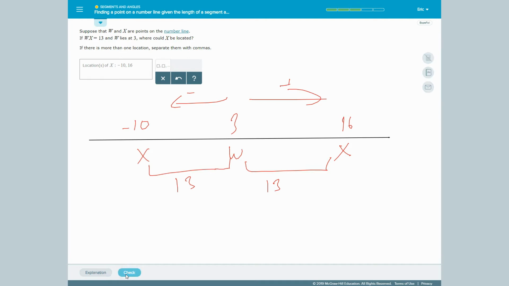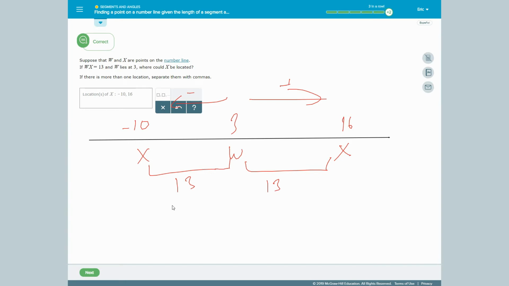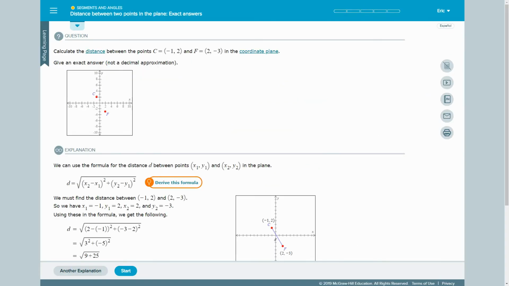So for a topic like this, you're basically trying to figure out where could X be. It can be either in front or in back. And so if it's in front, you add. If it's in back, you subtract. And that's it for a topic like this.